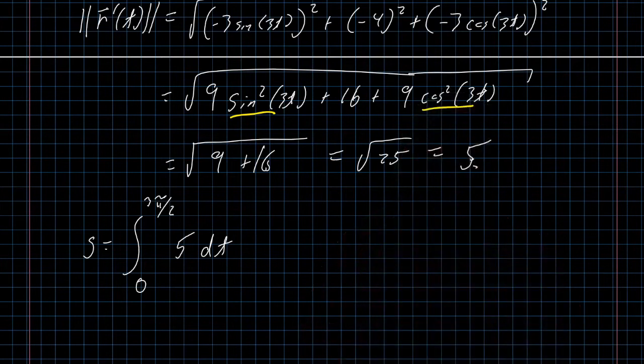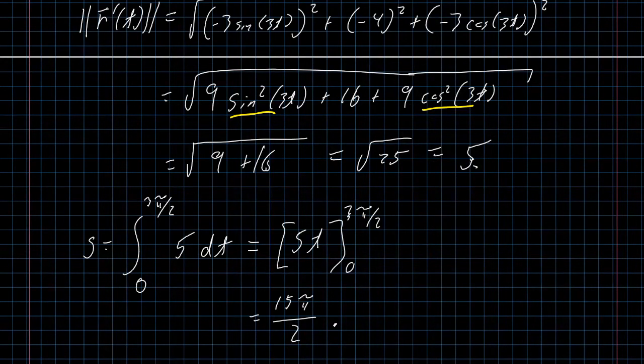Right? The integral of 5 dt is 5t. Right? 5 times 3 pi over 2 is 15 pi over 2. 5 times 0 is 0. So the length of this curve is simply 15 pi over 2.